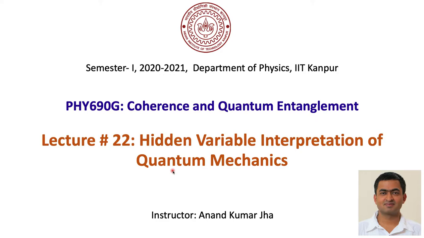So before we get into today's lecture, let's just quickly look at what we did in the last lecture, number 21, which was essentially to review this paper from 1935, in which Einstein, Podolsky and Rosen pointed out what they thought were inconsistencies within quantum mechanics at that time.